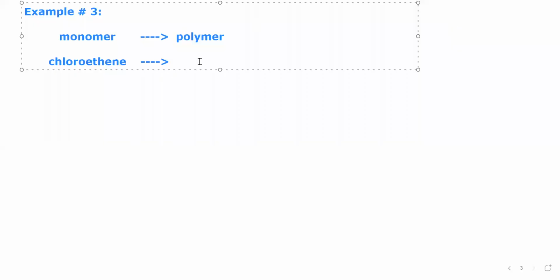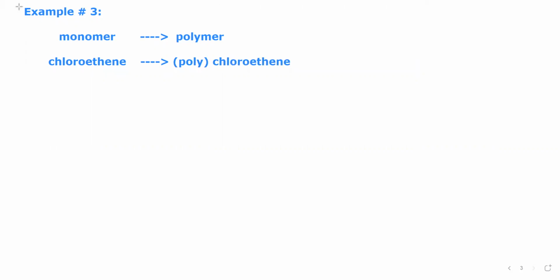So the third one is chloroethene. So what will be the polymer of it? Polychloroethene. This is going to be our third example of addition polymerization. Now, how are we going to draw it? Let me draw here the monomer, and then I would want you to draw the polymer from it.